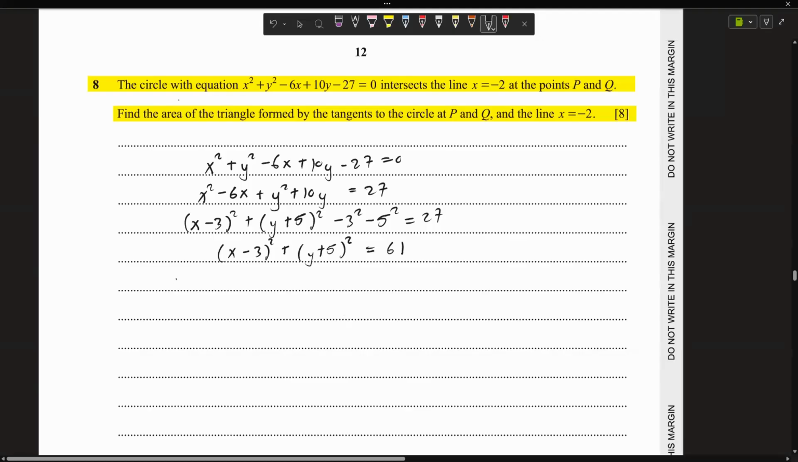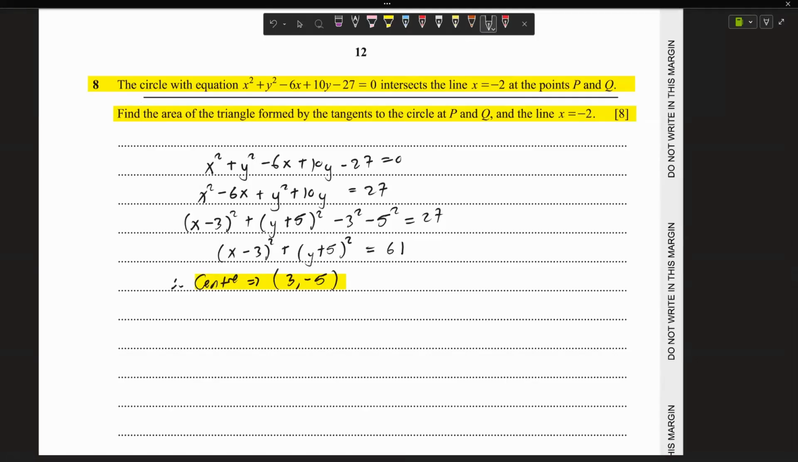All right, so therefore the center of the circle we have now to be 3 and -5. So that's what we have right here. Let's highlight that because we obviously will need that value at some point. And they say that this circle intersects the line x equals -2 at the points P and Q. Let's find those points P and Q.